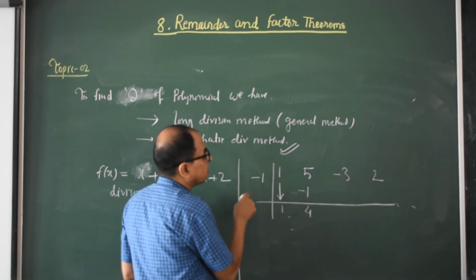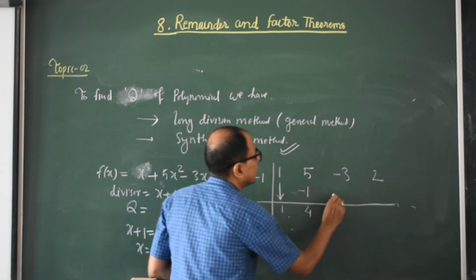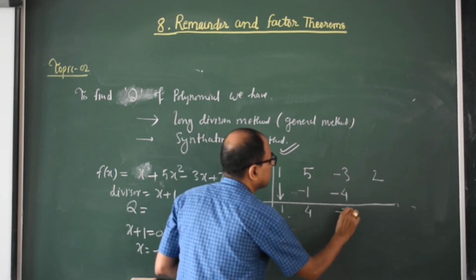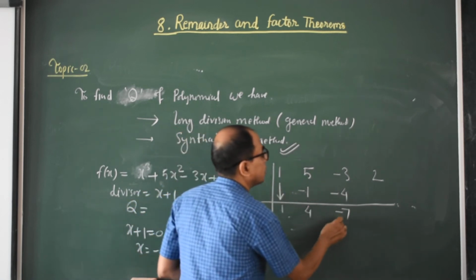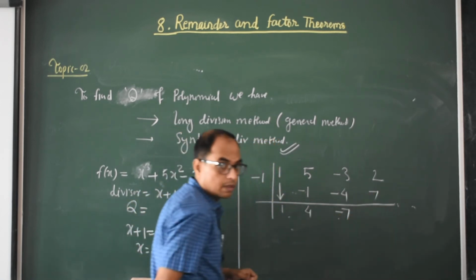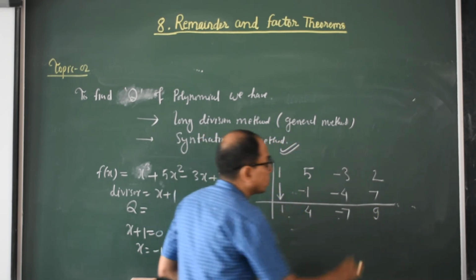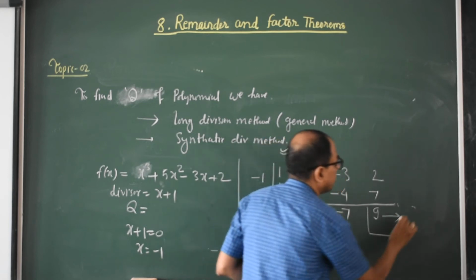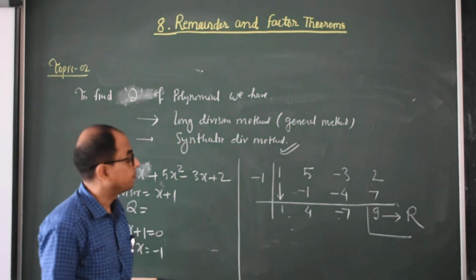Then repeat the process. Multiply -1 into 4, that is -4. Write -4 here. Now add these two: -7. Now -1 into -7 is +7. Write +7 here. Now add it. It will be 9. So this value will represent the remainder.